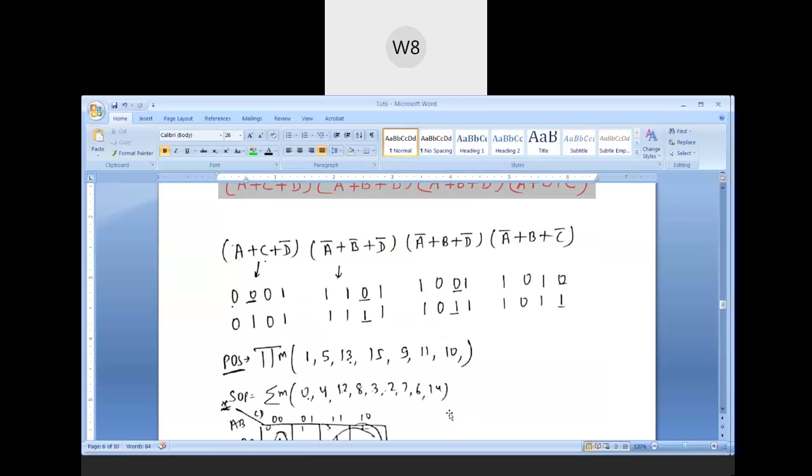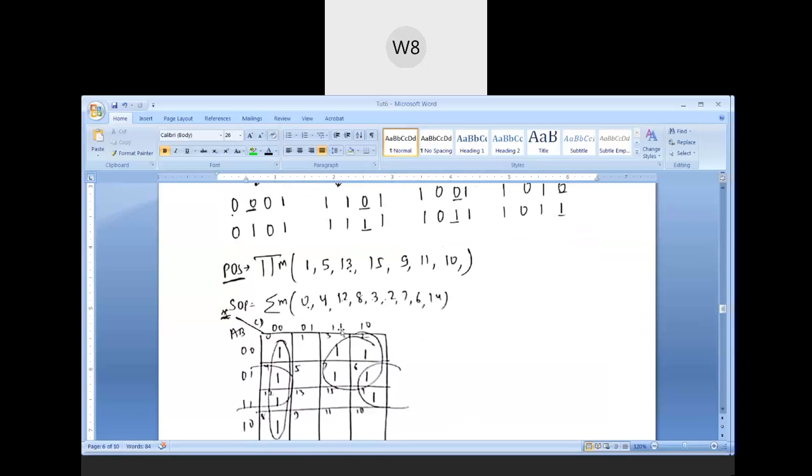Because we are more familiar with SOP, let us first extract the SOP form for this function. This is the function in product of max terms. When we convert this into sum of min terms, we will have all the complementary terms. That means those terms which are not present in the product form will be there in the min term form. So the function becomes sum of min terms 0, 4, 12, 8, 3, 2, 7, 6, 14. We have mostly been representing the function in this form.